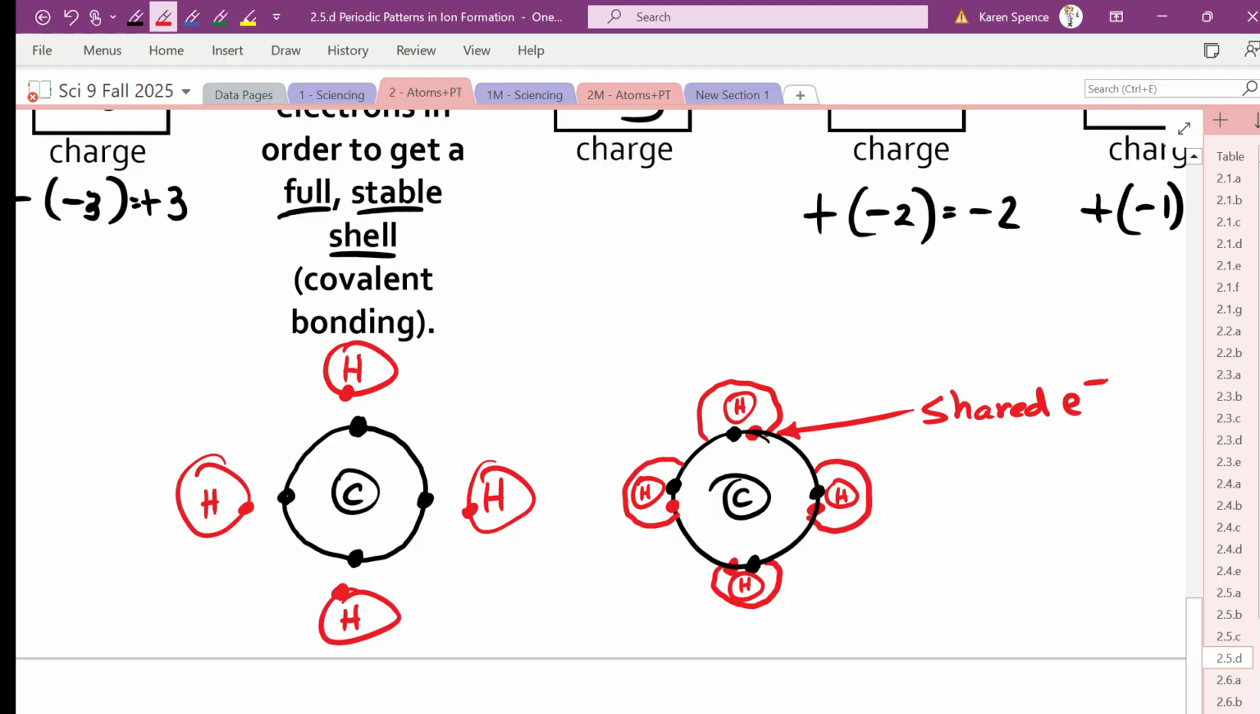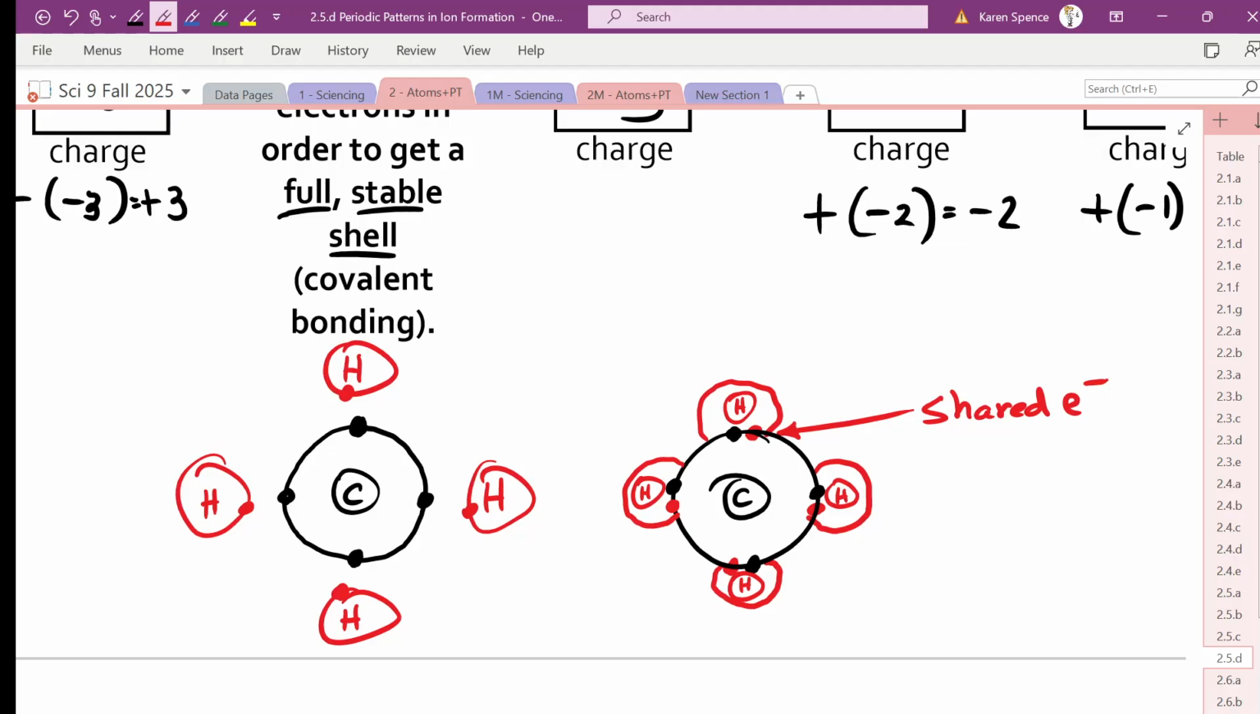Okay, so if you have a metal and a nonmetal, metals are electron givers, nonmetals are electron takers. So you'll have transfer from the metal to the nonmetal. You'll end up with a positive and a negative, and those two will stick together because positive attracts negative.